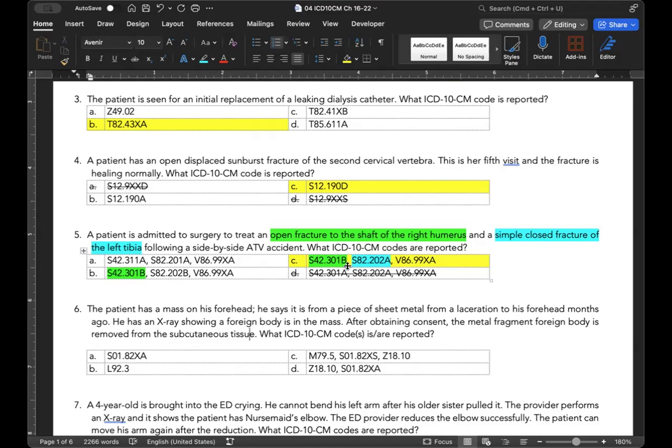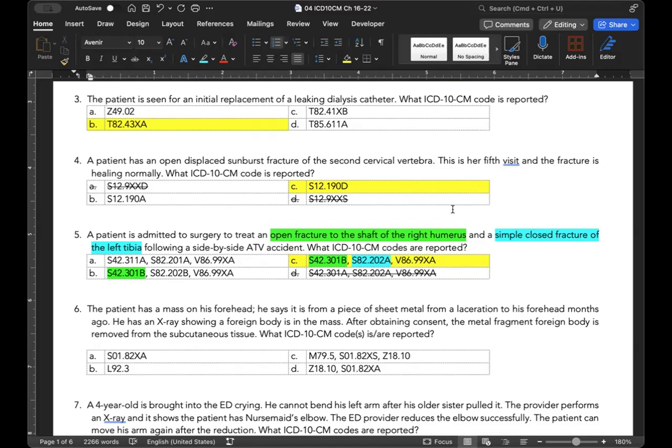So the highest severity, quote unquote, the more complex, is going to be your open, and then the least complex is going to be your closed. Okay, thank you. So let's say if this started off stating the closed fracture first and then leading into the open fracture, we would code the open first, sequence it first. Correct.